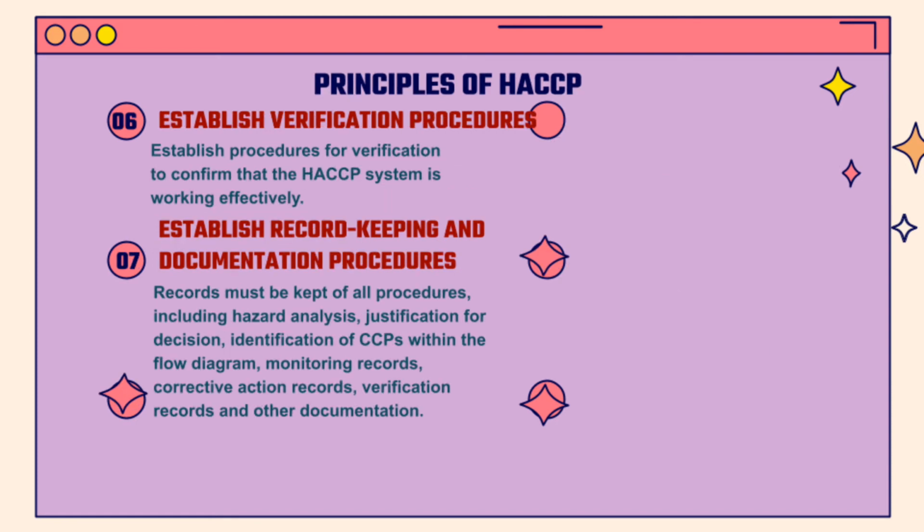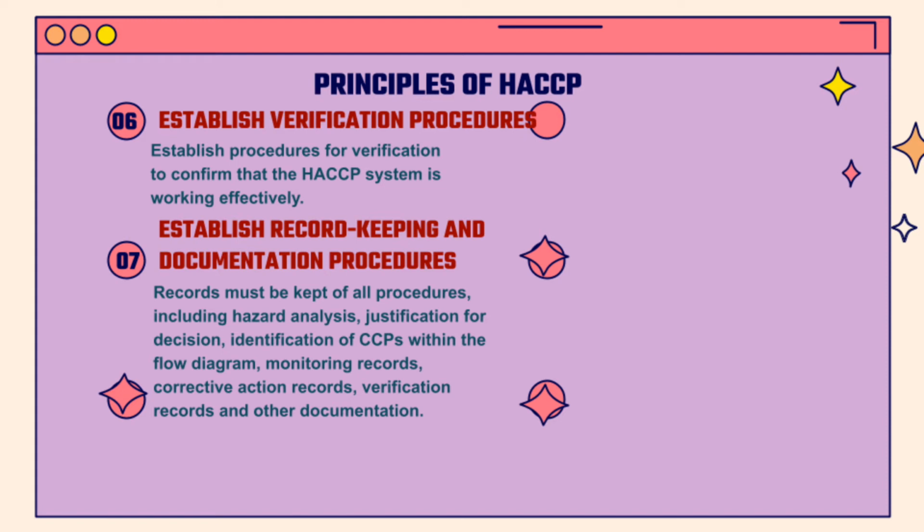Principle 6. After that, establish verification procedures. Establish procedures for verification to confirm that the HACCP system is working effectively. Procedures are outlined that will help to determine whether control of the critical control point is being maintained.